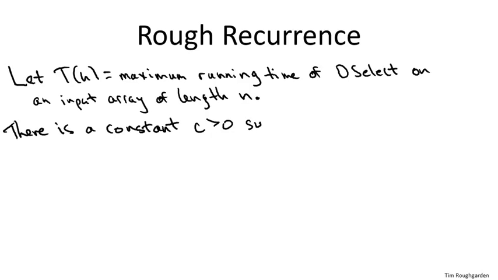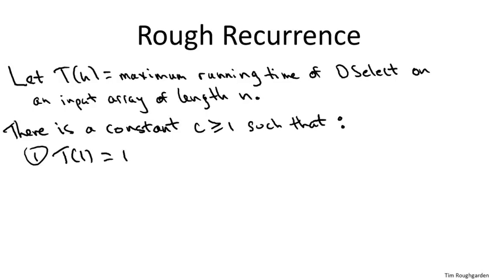So of course, no one ever cares about base cases, but for completeness, let me write it down anyways. When deselect gets an input of only one element, it returns it. Let's call that one operation for simplicity. And then in the general case, and this is what's interesting, when you're not in the base case, when you have to recurse, what happens?